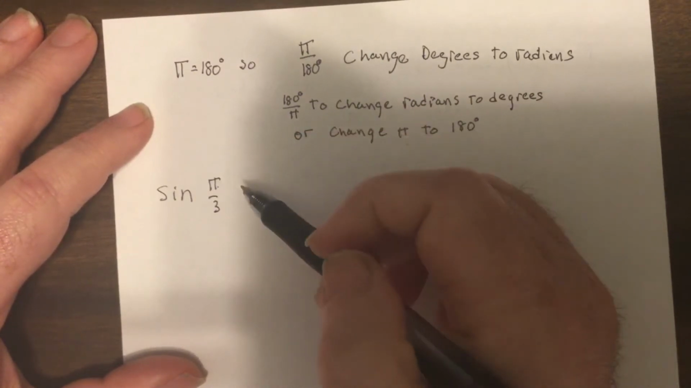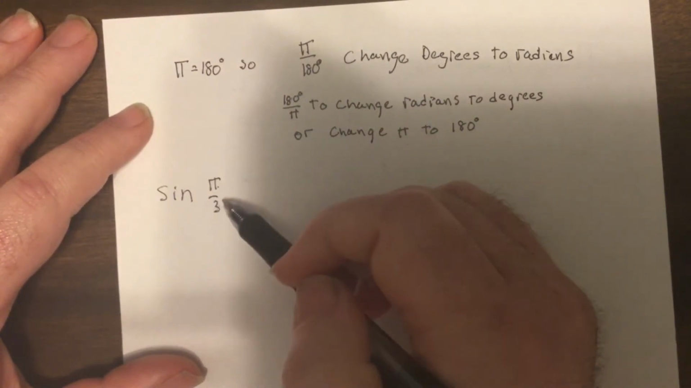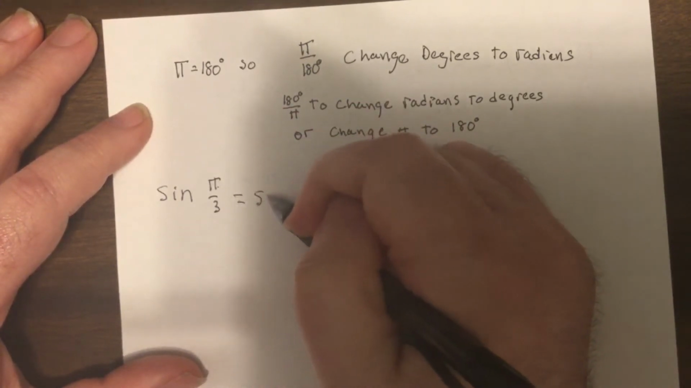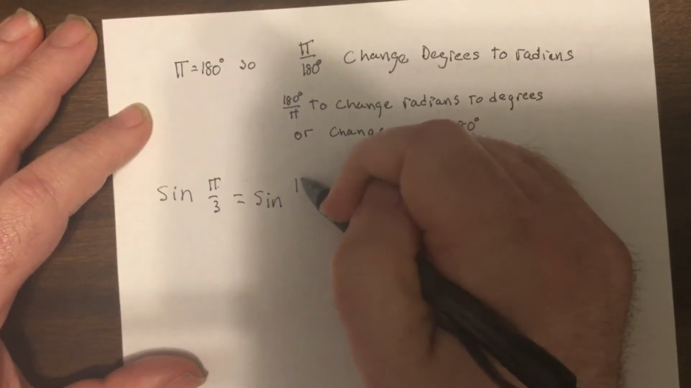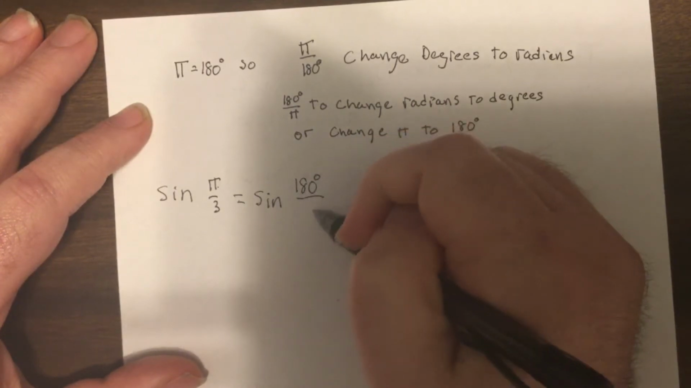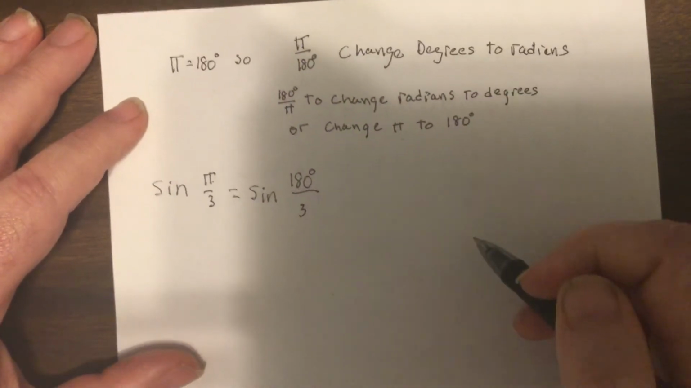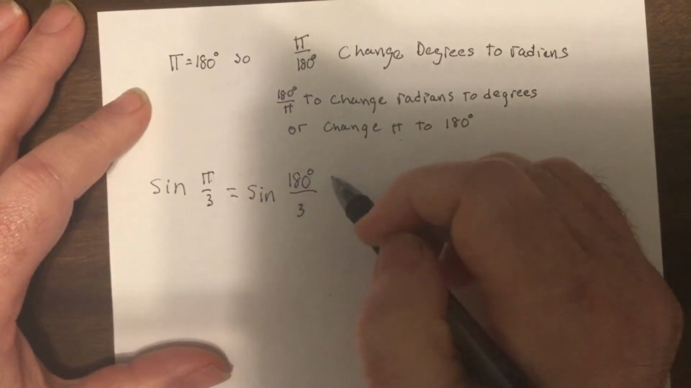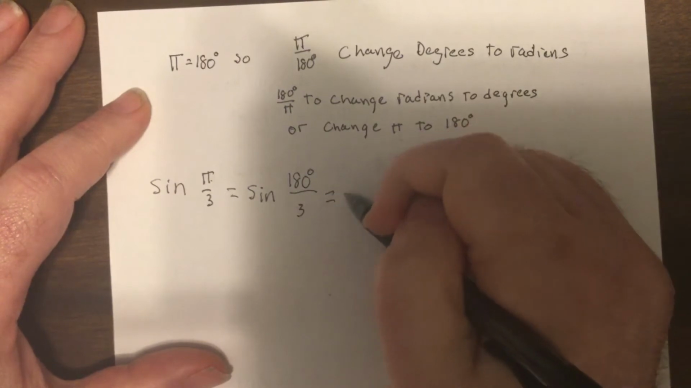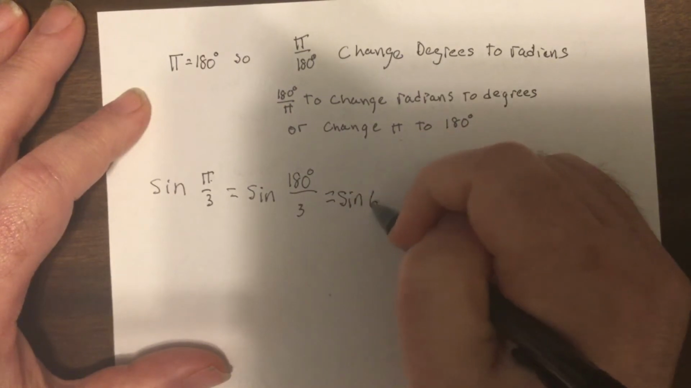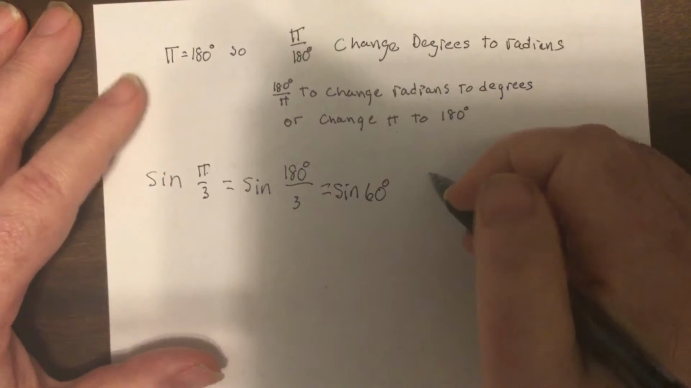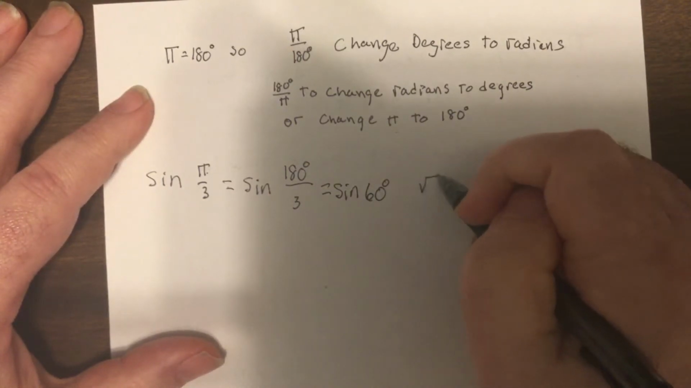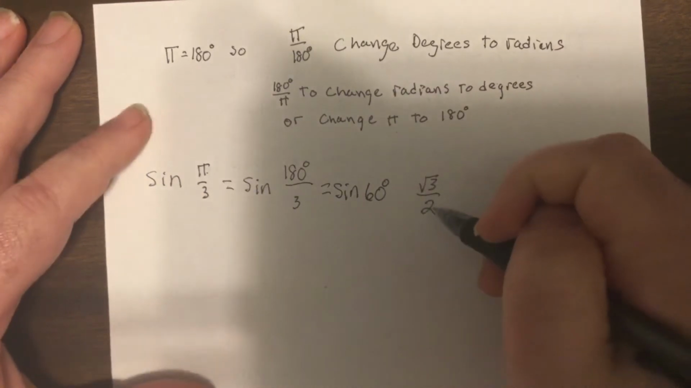So I could use the formula 180 over pi to convert this to degrees, or just say, wait a minute, my pi is the same as 180 degrees. So I put 180 in for pi when I'm wanting to change it to degrees. This would be sine of 60, and you have that memorized for our pop quiz on Tuesday. Woohoo! So that would be square root of 3 over 2.